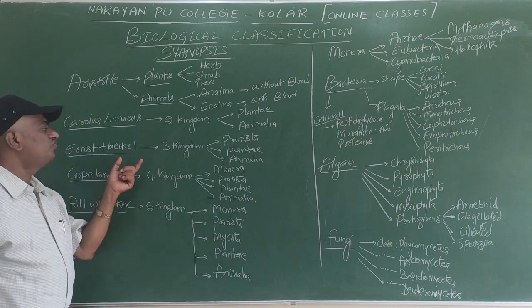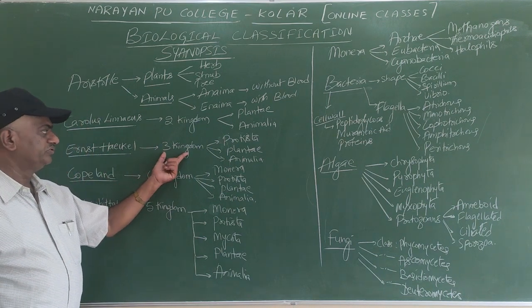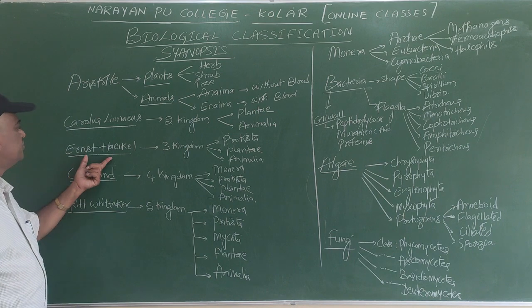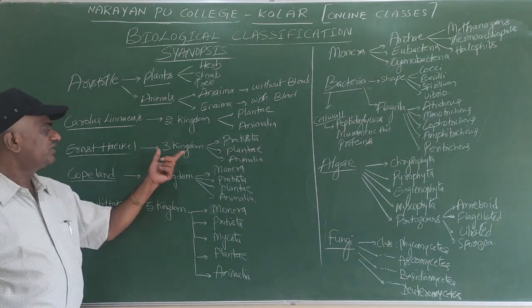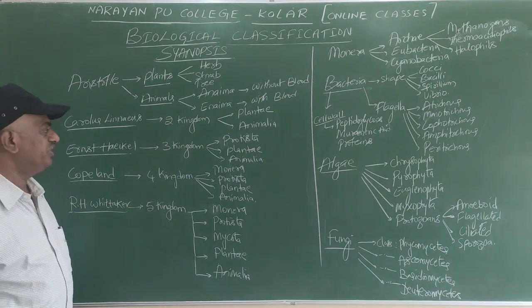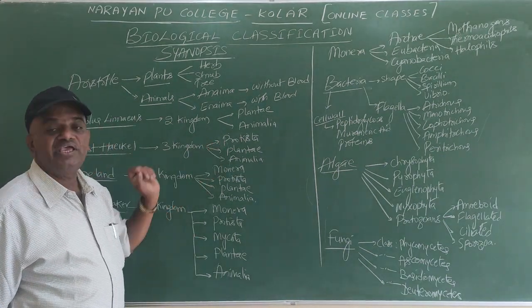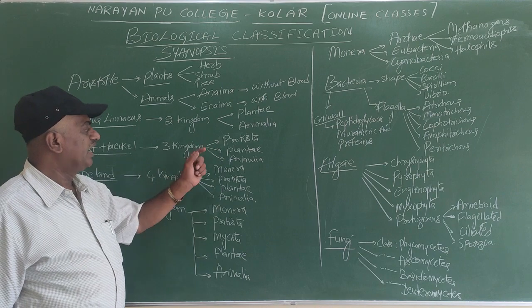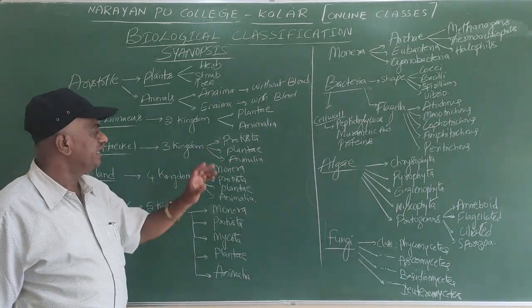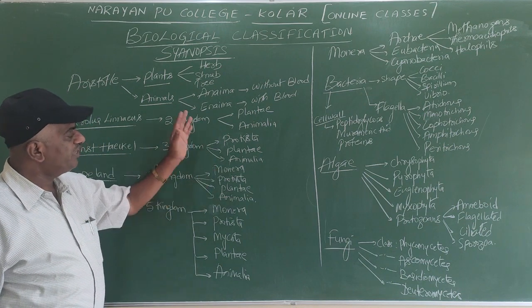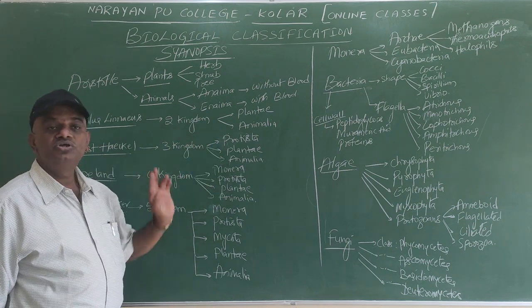Next, we go for three-kingdom classification. This was proposed by Ernst Haeckel. So Ernst Haeckel classified the three kingdoms. The first kingdom is kingdom Protista, and then kingdom Plantae and kingdom Animalia. So Haeckel classified all the living organisms into three kingdoms.